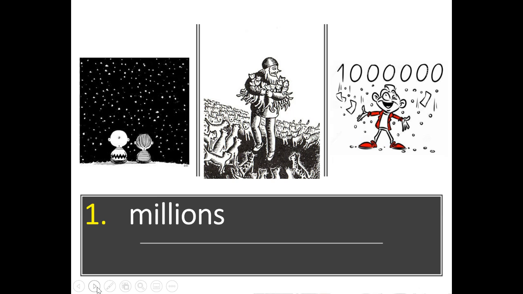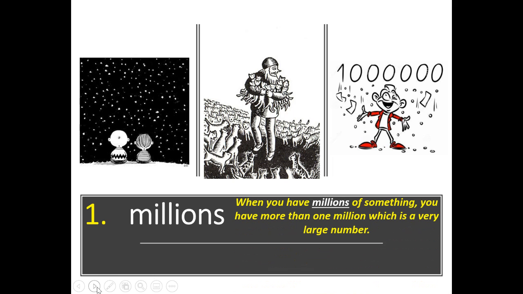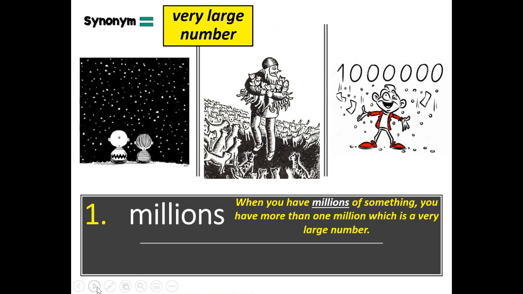So you need to write number one, millions. When you have millions of something, you have more than 1 million, which is a very large number. Millions of stars, millions of cats, millions of dollars, a very large number. So a synonym could be very large number. So write millions. If you have time, you can write in the second column, very large number.